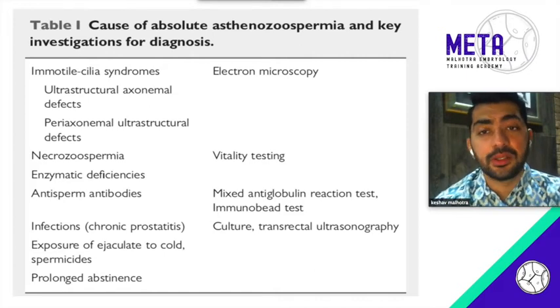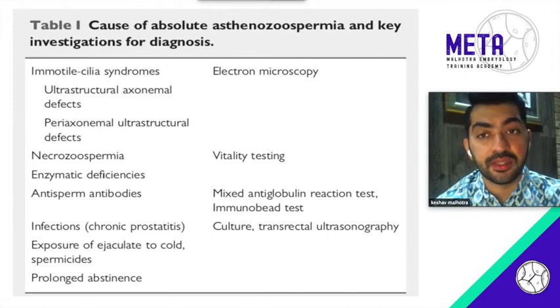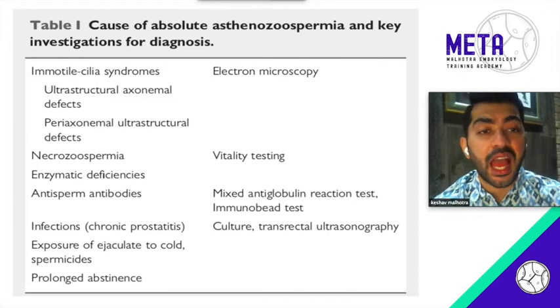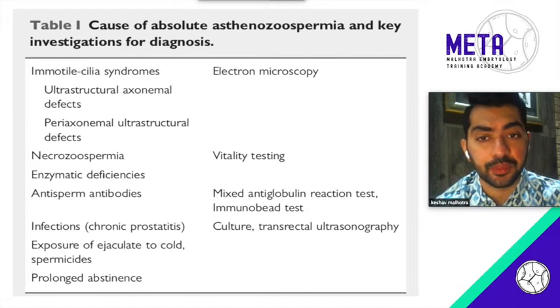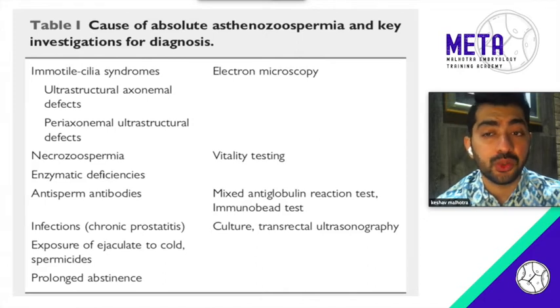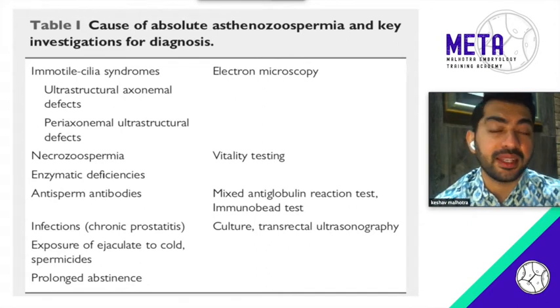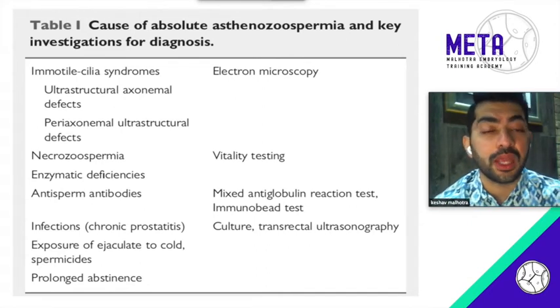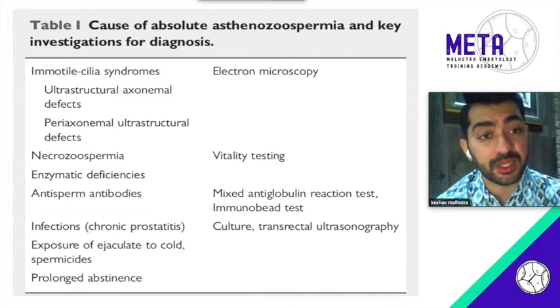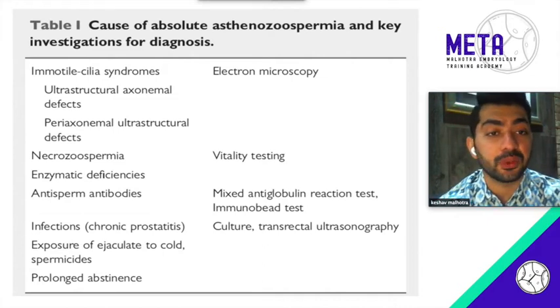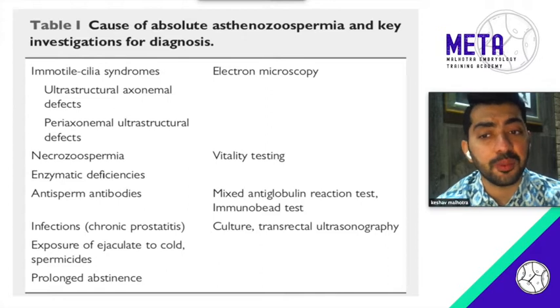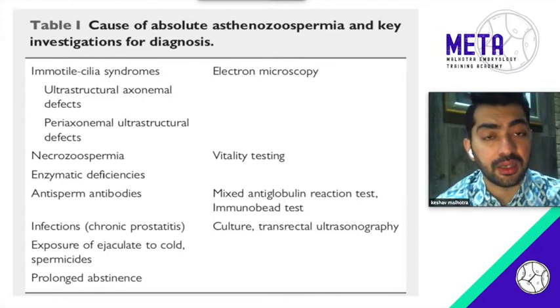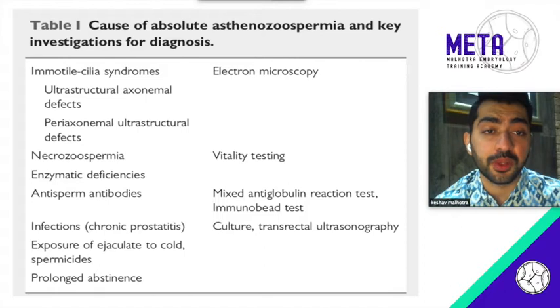There are multiple causes of absolute asthenozoospermia. Like I mentioned, one of them is the immotile cilia syndromes like Cartagena, where you have axonemal defects in the sperm. Necrozoospermia is another cause. Absolute asthenozoospermia can also be caused by enzymatic deficiencies, by anti-sperm antibodies in an extreme scenario, by chronic infections, especially chronic prostatitis, by exposure to extremes of temperature like extreme cold, by spermicidal agents, and by prolonged abstinence.